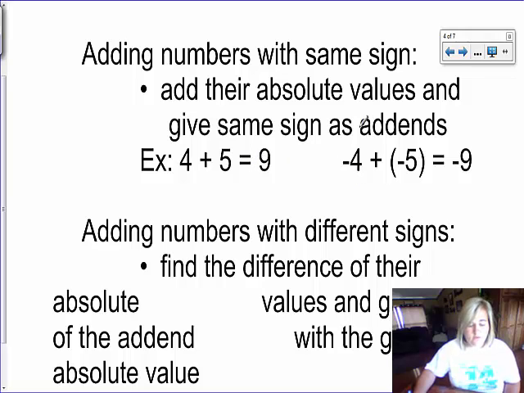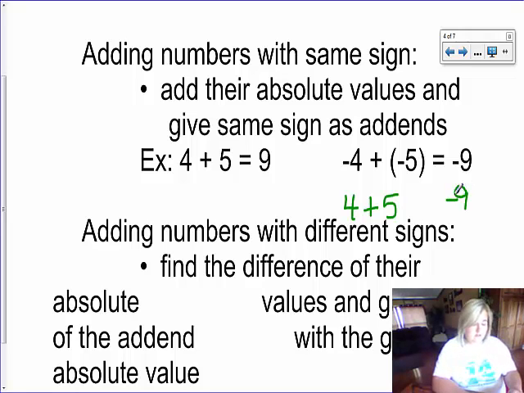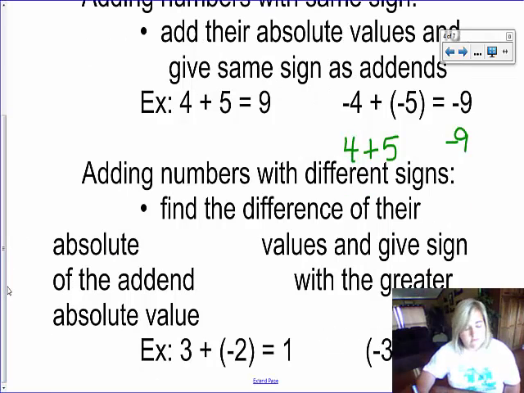Over here, we're adding two negative numbers, so we have to add their absolute values. The absolute value of negative 4 is 4, plus the absolute value of negative 5 is 5. 4 plus 5 is 9, but we have to keep the sign that the numbers had. So we're going to get negative 9. Adding numbers with different signs, we find the difference of their absolute values and give the sign of the addend with the greater absolute value.